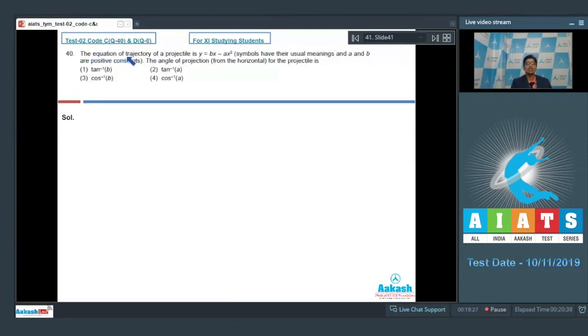Question number 40 says the equation of trajectory of a projectile is y is equal to bx minus ax square. Symbols have their usual meanings and a and b are positive constants. The angle of projection from the horizontal for the projectile is. Now dear students, for a projectile we can write that y is equal to x tan theta into 1 minus x by r, where r is the range and theta is the angle of projection. This can be further simplified and be written as x tan theta minus x square tan theta by r.